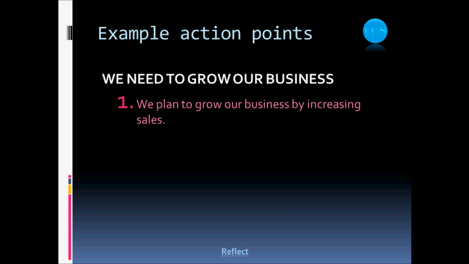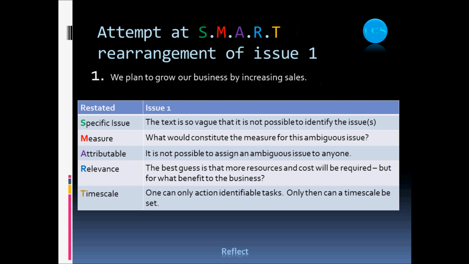Let's assume that we need to grow our business. We could state that we plan to grow our business by increasing sales. Now, taking the SMART approach, let's see if this is actionable. Firstly, is it specific? No. The language is far too vague for us to identify a specific outcome. Is it measurable? Again, what would be the measure here? Needs to be stated. Who would be responsible for this task? It does not come out clearly in that simple statement.